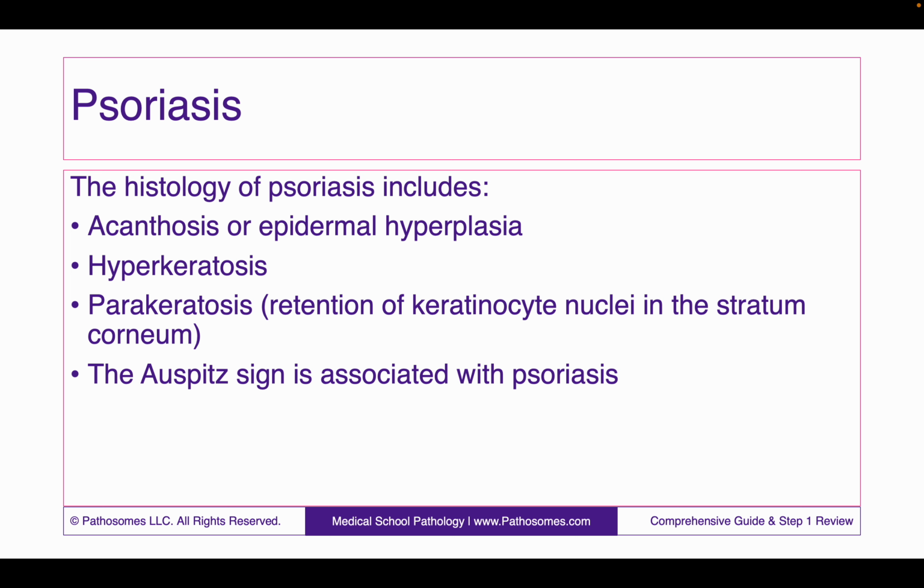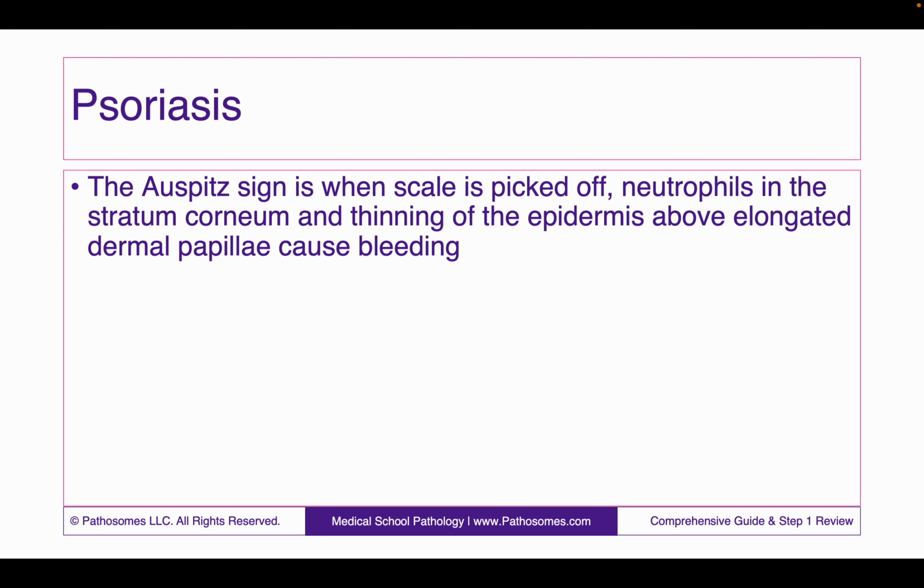The histology of psoriasis includes acanthosis or epidermal hyperplasia, hyperkeratosis, parakeratosis, i.e. retention of keratinocyte nuclei in the stratum corneum, and the Auspitz sign as well. By the way, the Auspitz sign is when scale is picked off, neutrophils in the stratum corneum, and thinning of the epidermis above the elongated dermal papilla cause bleeding.